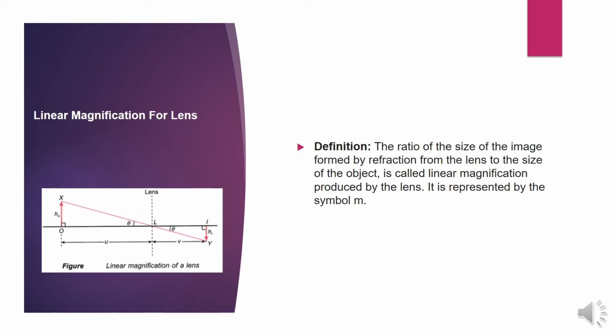Linear magnification for lens. Magnification means, suppose you have a particular height of an object and you get an image for it. So comparing these two heights, whether the image is smaller than the object or larger in size than the object, that is called magnification. How do you define it? You define it by the ratio of the size of the image formed by refraction from the lens to the size of the object, and that is called linear magnification produced by the lens. It is represented by the symbol small m.